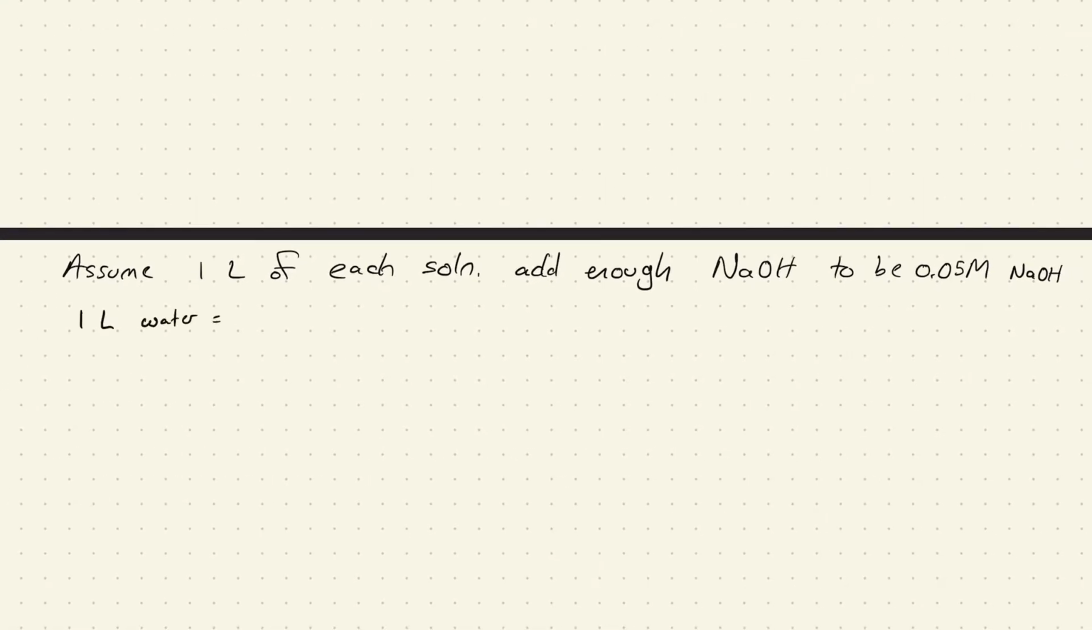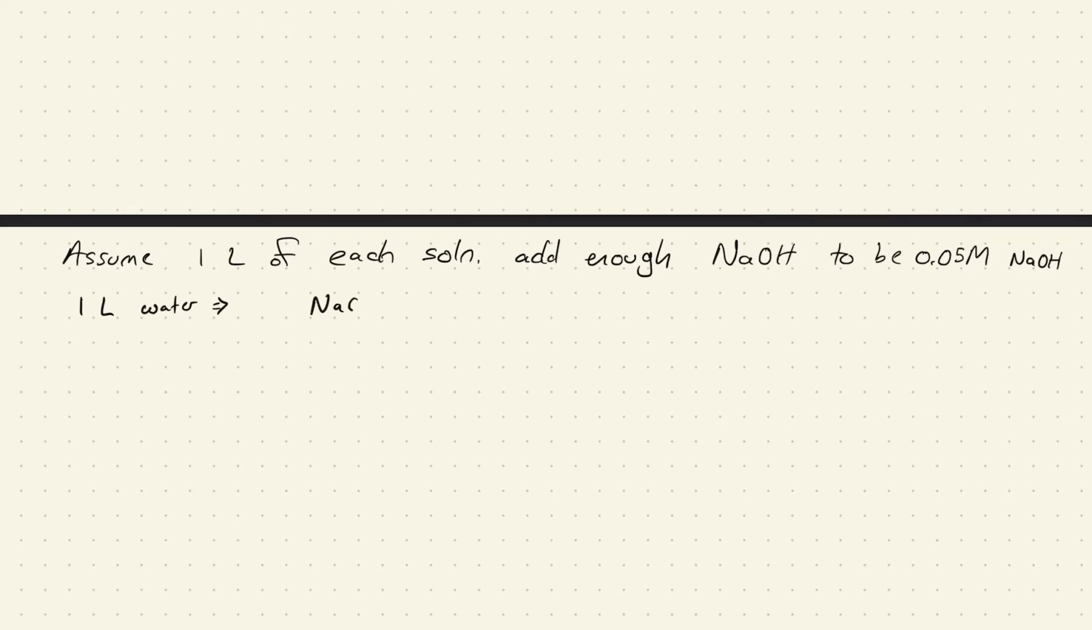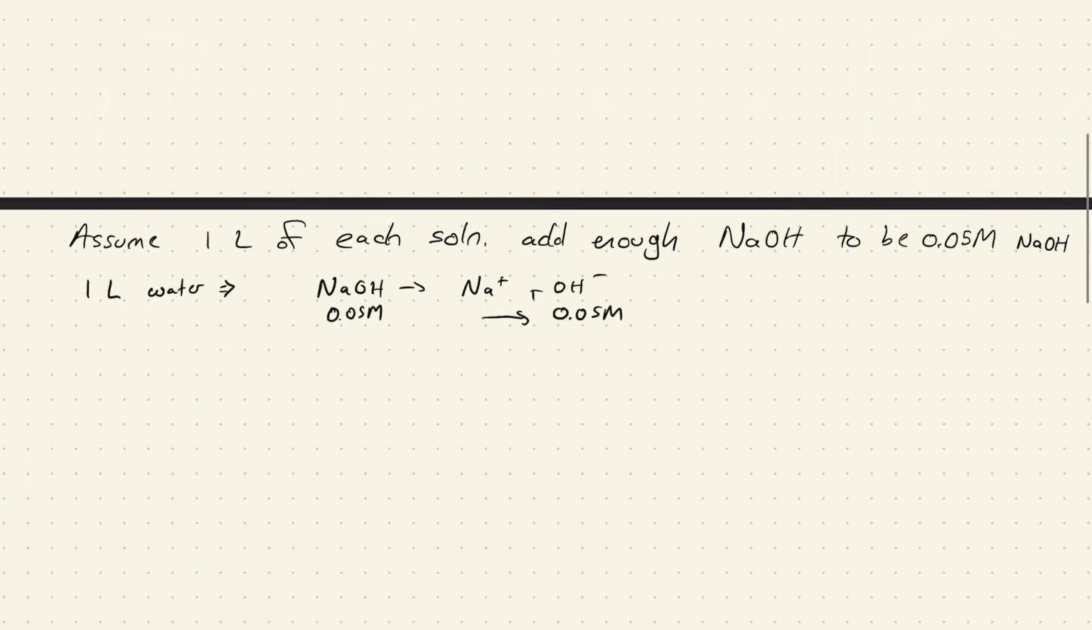Okay, and so to 1 liter of water, I'm going to add enough sodium hydroxide to make a 0.05 molar sodium hydroxide solution. So if I have sodium hydroxide and I add it to water, that makes sodium ion plus hydroxide ion. So if this starts out as 0.05 molar, it'll make 0.05 molar hydroxide ion because sodium hydroxide is a strong base. It dissociates completely.